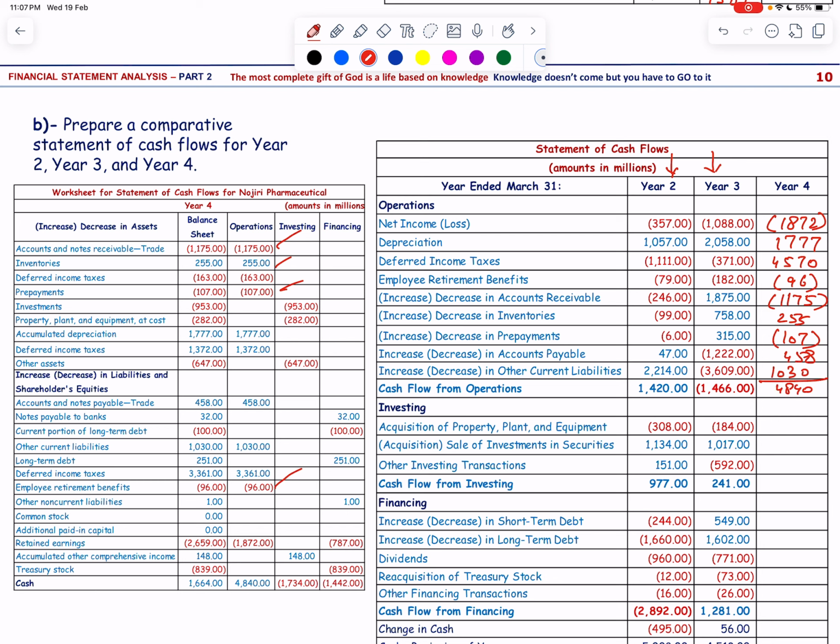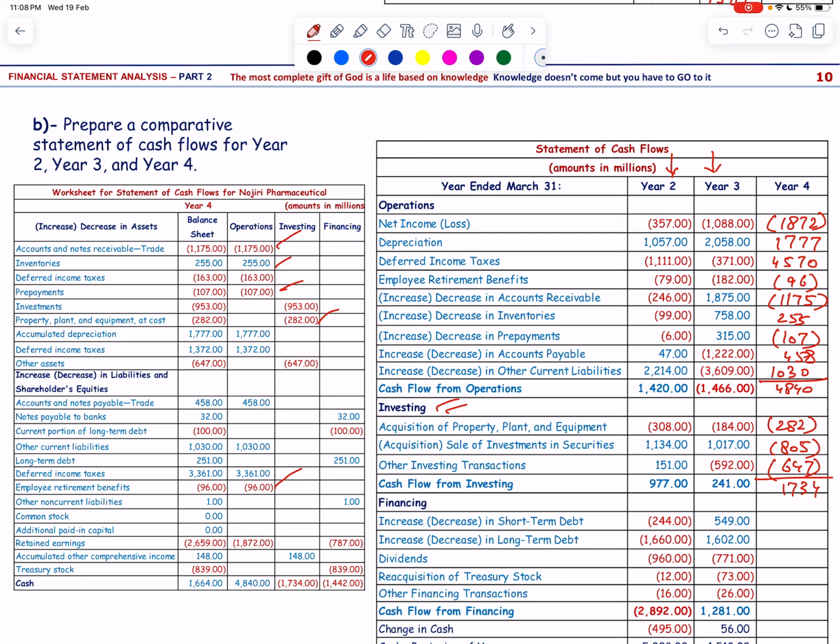Next we move on to the investing activities, the acquisition of property, plant and equipment, that is 282 in brackets. Then acquisition or sale of securities, negative 805. Then we have other investing transactions, 647. This is negative again. So we make the total, and the total is 1734.